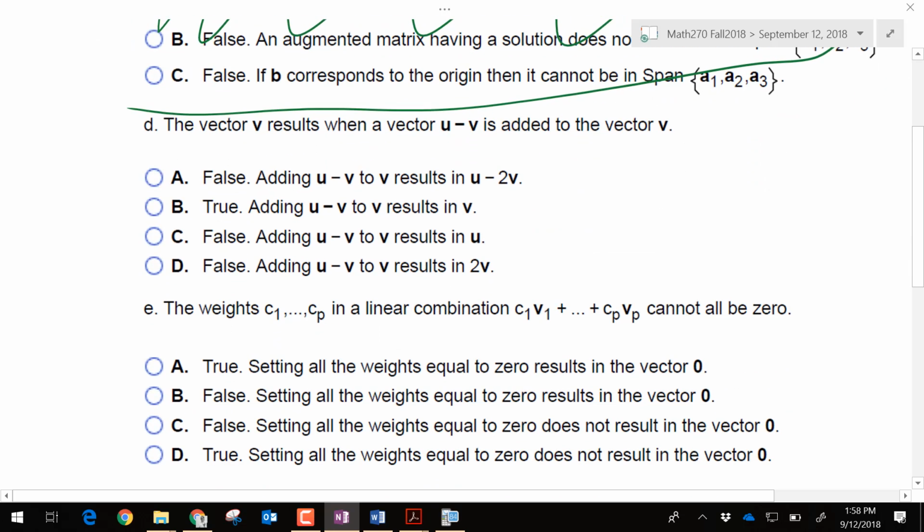A vector v results when u minus v is added to the vector v. Is this false? So u minus v added to the vector v. These are all vectors, and so this would just be u. So false, adding u minus v to v results in the vector u.